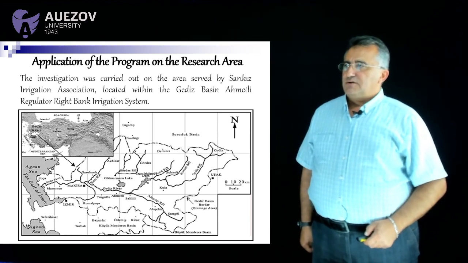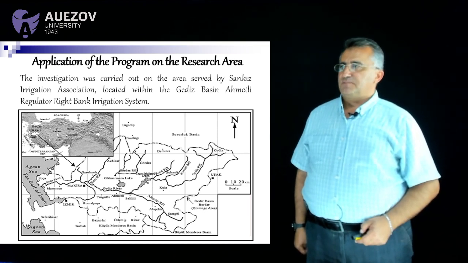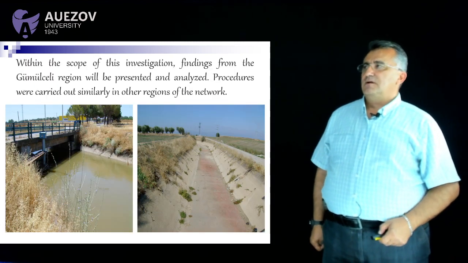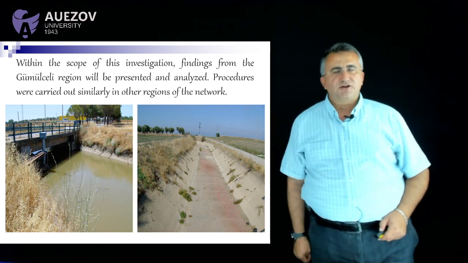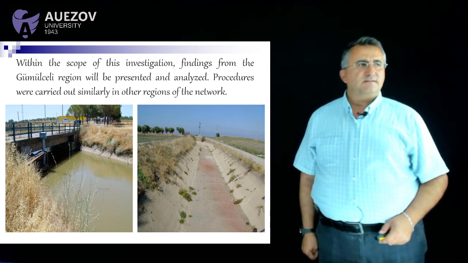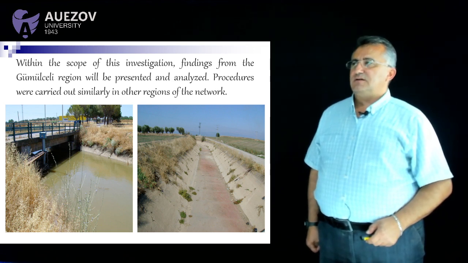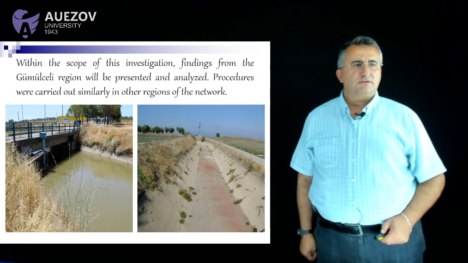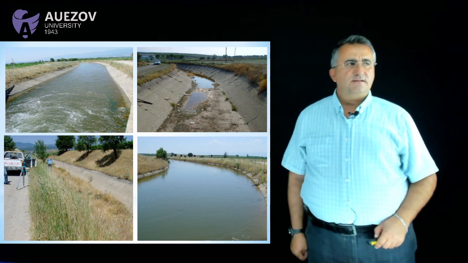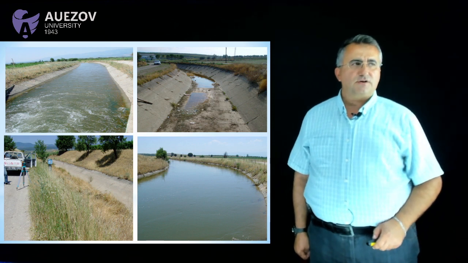Here in the map, we can see the location of the research area. Within the scope of this investigation, findings from the Gümülceli region will be presented and analyzed. Procedures were carried out similarly in other regions of the same network. Here we can see some segments of the open canal irrigation network in the research area.